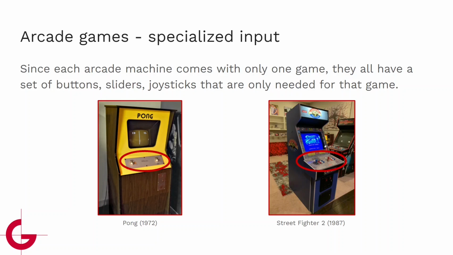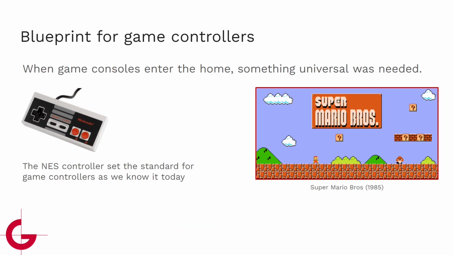So you can see on the two arcade machines here, Pong, they needed two sliders to control two players on the left and the right, and Street Fighter 2, they need a set of joysticks and buttons to control the two fighters. But when video game consoles hit the home market, they can't design specialized input for every game anymore.